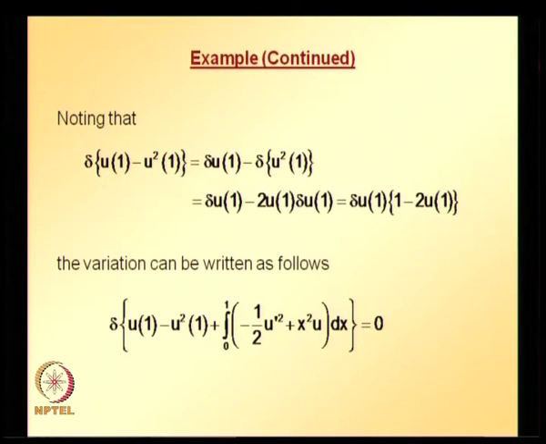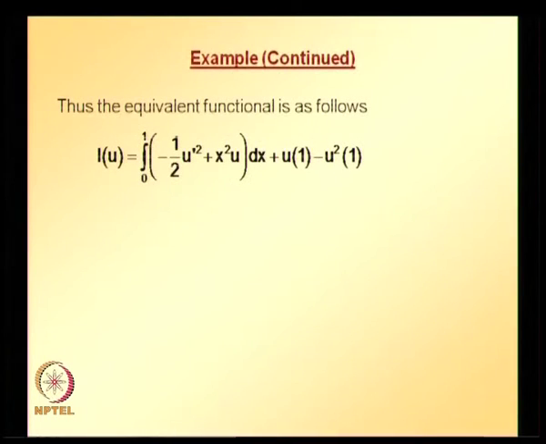Now you have what you want. What you want is to bring the given problem into the form variation of some quantity inside the bracket is equal to 0. That is exactly what you got. Whatever is inside the bracket is nothing but the equivalent functional, and everything in the bracket is a function of u. So you can denote it as I as a function of u; that I, given by this, is the equivalent functional for this problem.